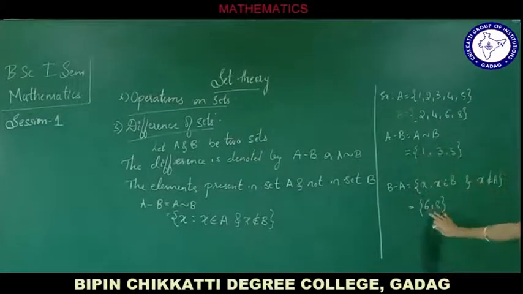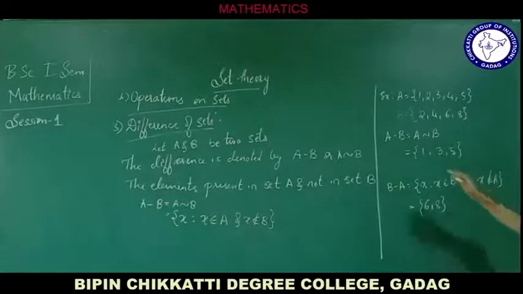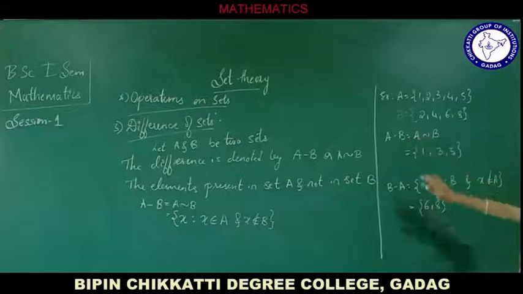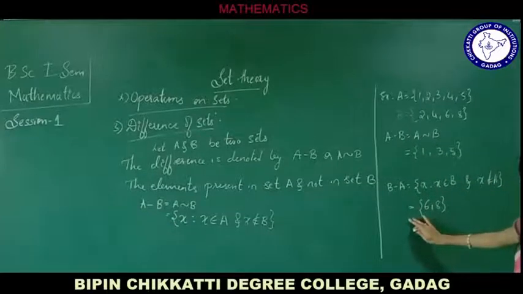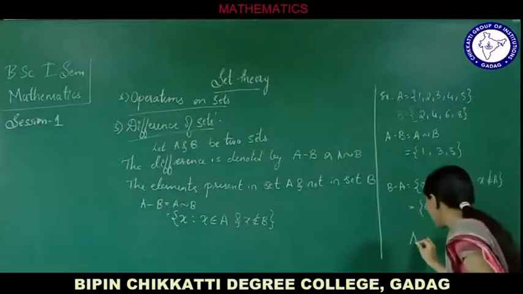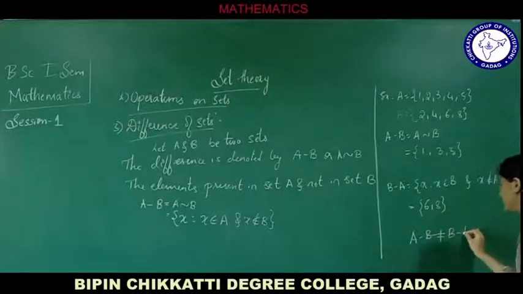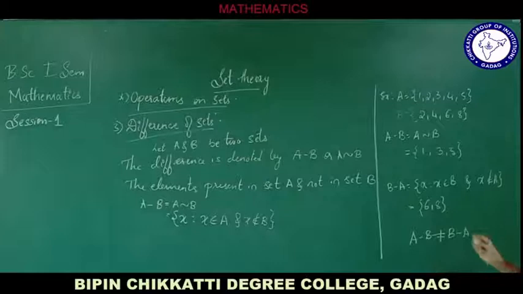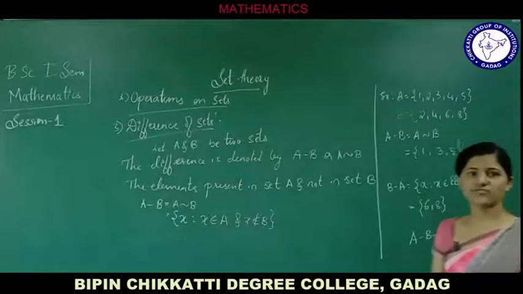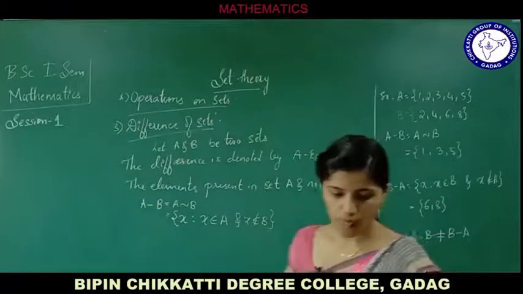By looking at this, what idea are we getting? We are getting an idea that A minus B is not equal to B minus A. That is, A minus B is not equal to B minus A. This is difference of sets. Then what about the complement of a set?